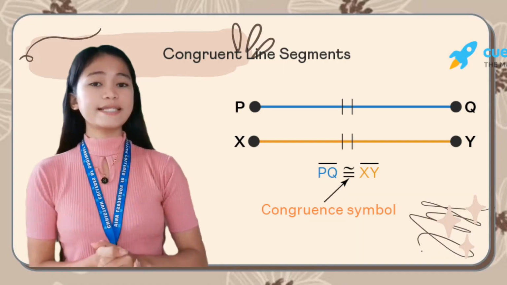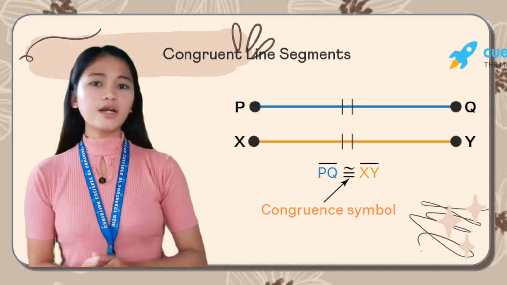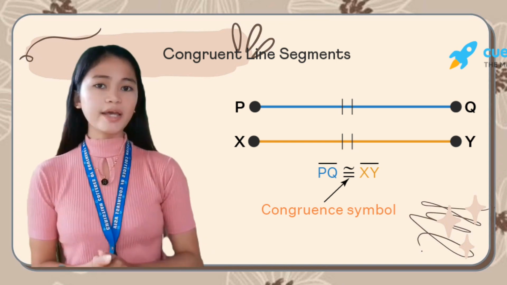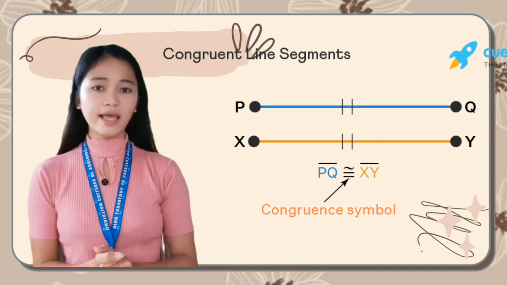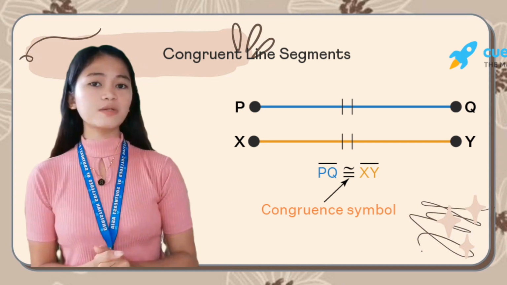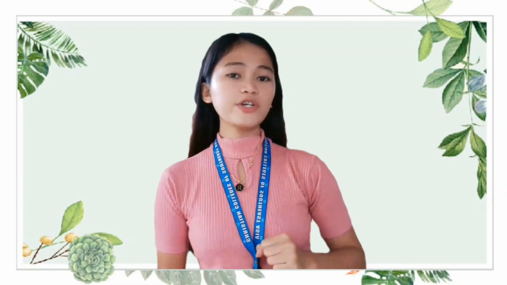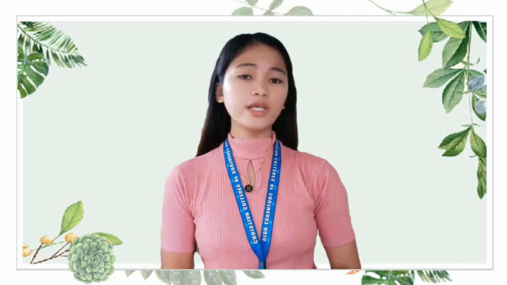Let's look at this diagram showing congruent line segments. Here, line segment PQ is congruent to XY since the double vertical bars on each line segment PQ and XY depict their equality. And to understand more about congruent line segments, we will be looking into their properties.